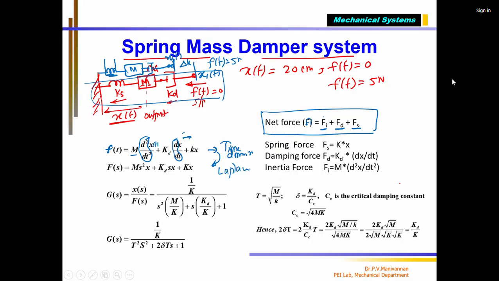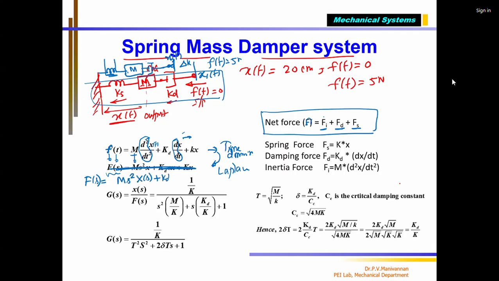Laplace is again very simple. The f of t will become capital F of s, which represents the input force. The mass is a constant, so it will become m only. d square by dt square will become s square, as I told you in the previous slide. x of t will become capital X of s. I think there is a small mistake, so I'll write it like this: F of s equal to m into s square into X of s. This is how you have to write.